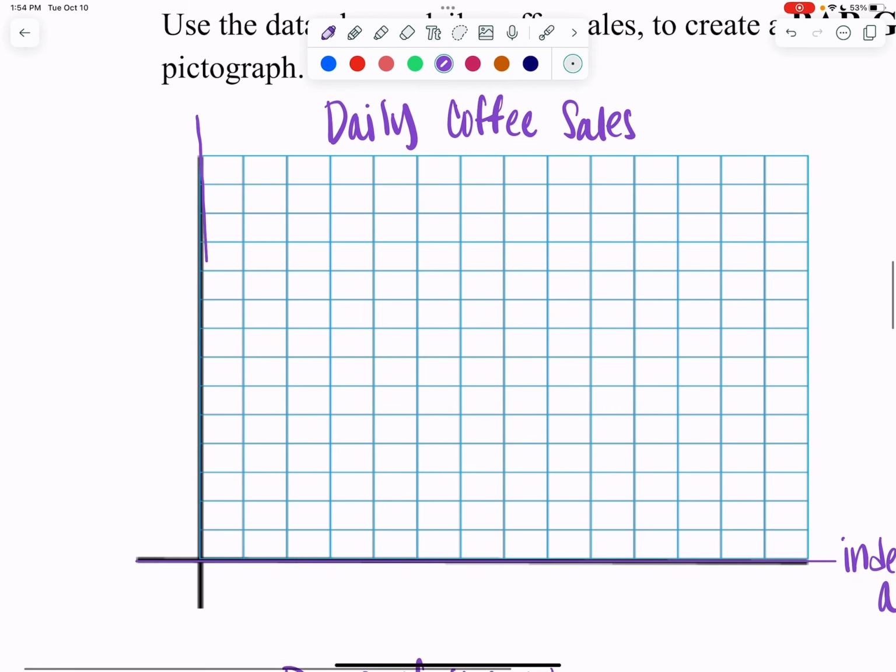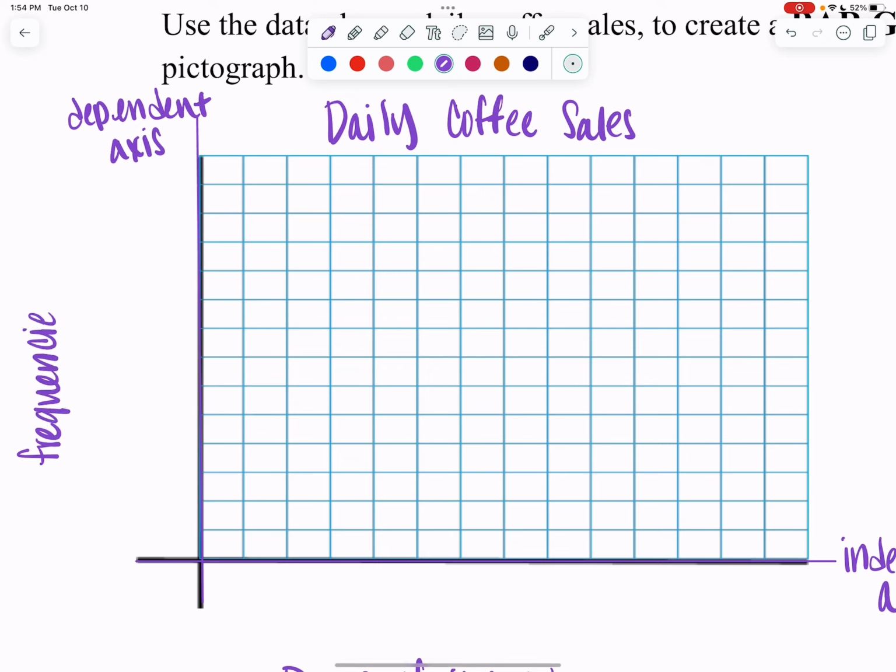This vertical axis, what you typically call the y-axis, is the dependent axis. This is typically where we put our frequencies, the number of times something happens. So for us, that's going to be cups of coffee sold. I want everything very, very clearly labeled.